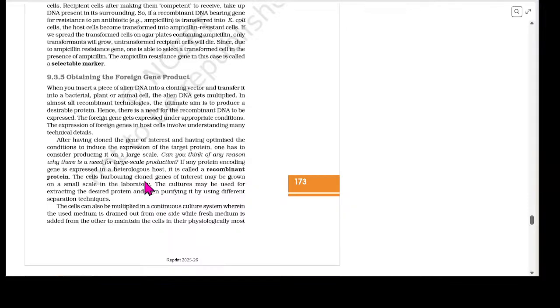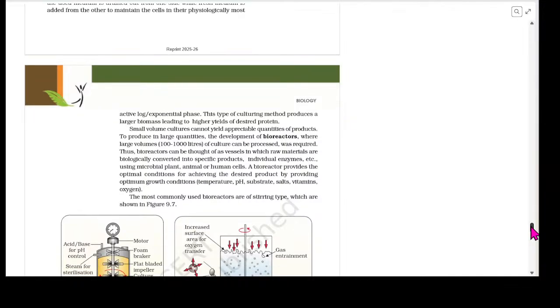The cells harboring the cloned genes of interest may be grown on a small scale in the laboratory. The cultures may be used for extracting the desired protein and then purifying it by using different separation techniques. The cells can also be multiplied in a continuous culture system wherein the used medium is drained out from one side while fresh medium is added from the other to maintain the cells in their physiologically most active log or exponential phase. This type of culturing method produces a larger biomass, leading to higher yields of the desired protein.